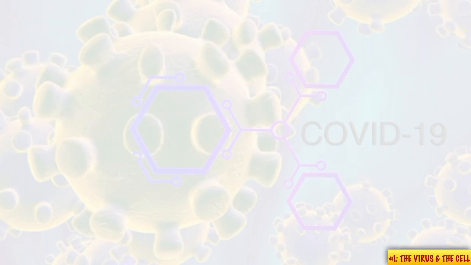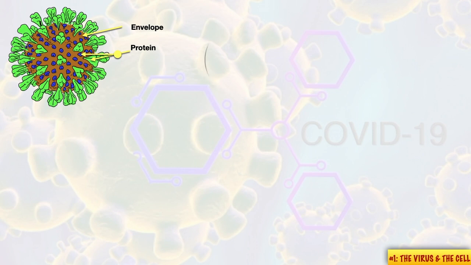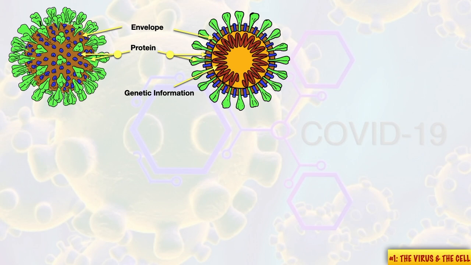The COVID virus is a round membrane envelope with particles called proteins sticking out of it like spikes on a hedgehog. If we sliced it open, we would see that the envelope and proteins surround the virus's genetic material. This genetic material contains the instructions on how to make more viruses. It is only 120 nanometers wide.